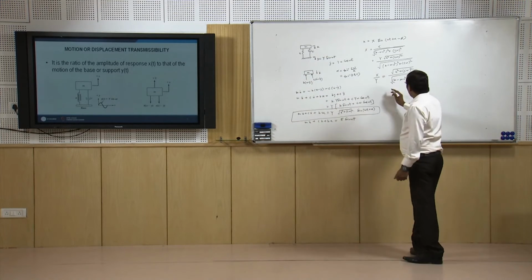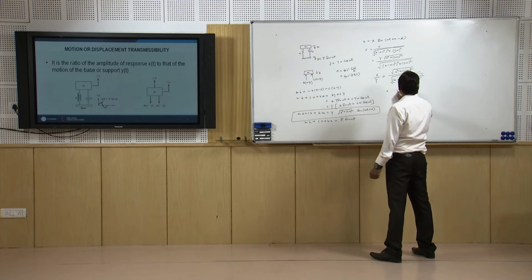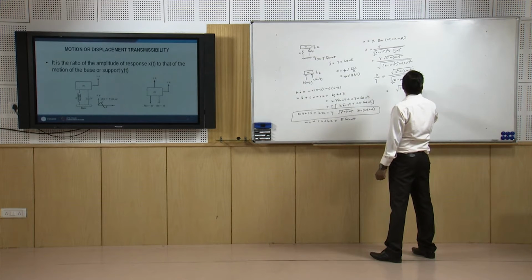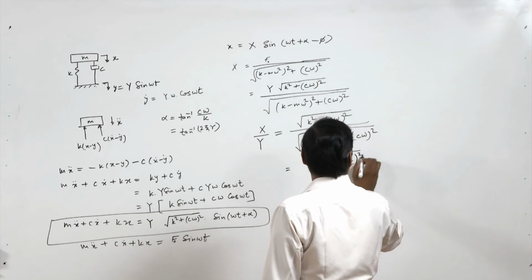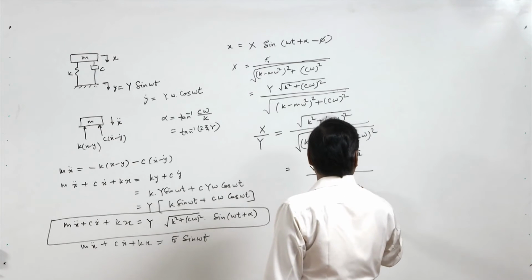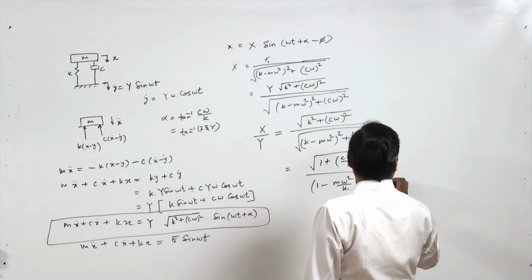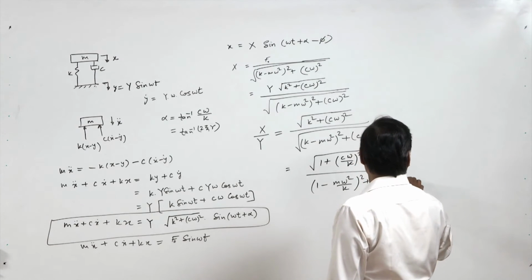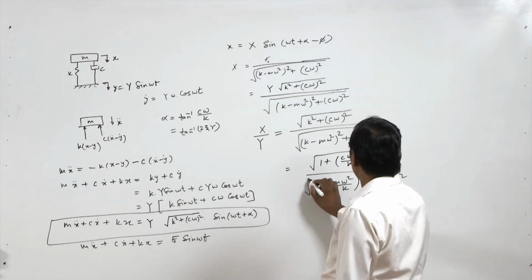So we take k outside and we will have root of (1 plus (c omega by k) whole square) upon root of ((1 minus m omega square by k) whole square plus (c omega by k) whole square).